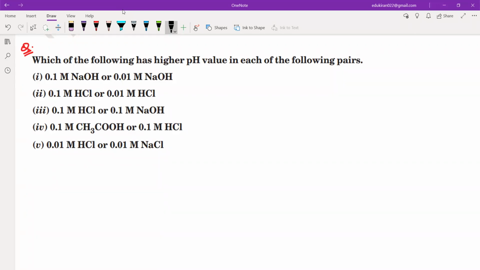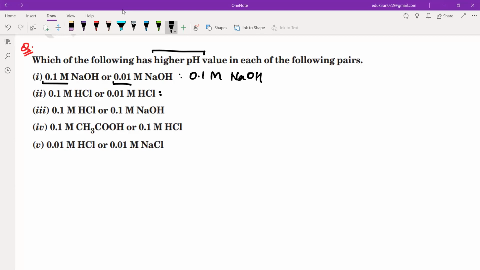Yeah, and that is why it will give me more OH negative ions, right? So basically, what they are asking, which one is more basic? If I can compare the basicity, that means if someone is more basic, it will have higher pH. Okay. So tell me which will be more basic. This is more in concentration than 0.01, and that is why 0.1 molar NaOH is more basic, and hence it will have a higher pH.